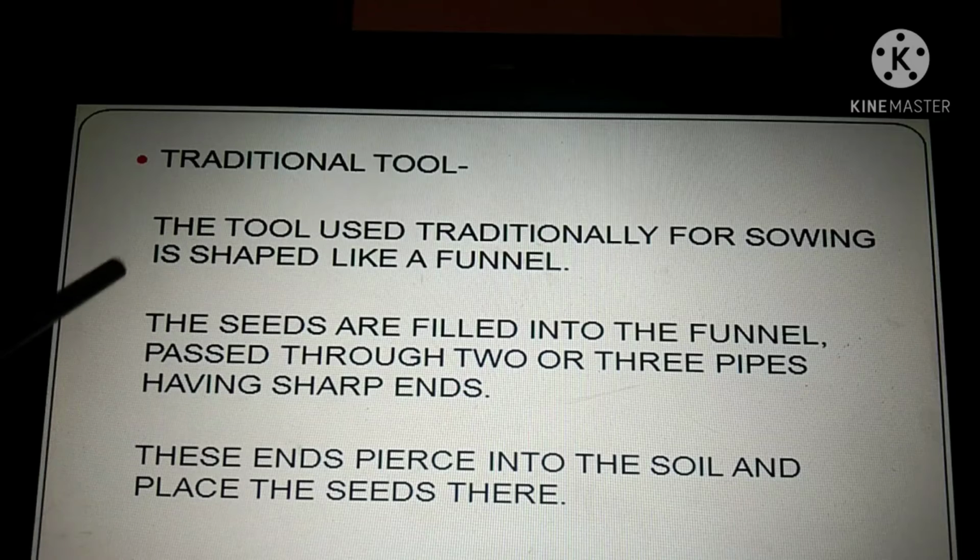The tool used traditionally for sowing is shaped like a funnel. I'll show you the diagram. Funnel, I think you know. I had shown you a funnel in the lab also, and you have funnels at home also, I think, for straining oil. The seeds are filled into the funnel and pass through 2 or 3 pipes having sharp ends. The seeds will pass down through pipes which are connected to the funnel. These ends pierce into the soil and place the seeds there.